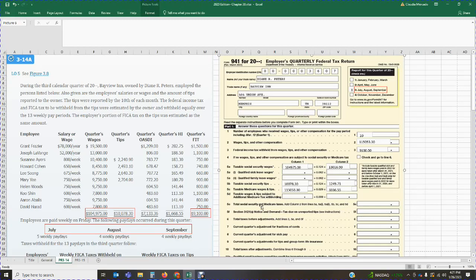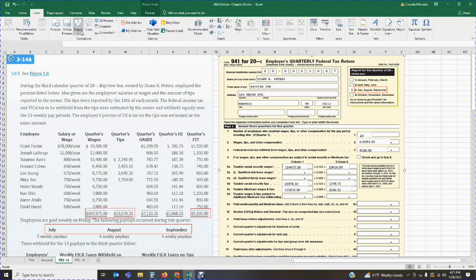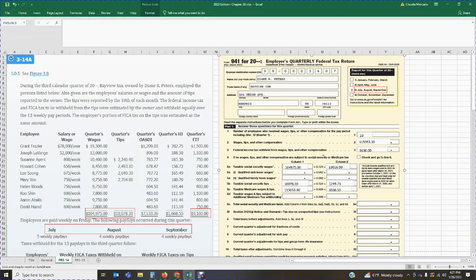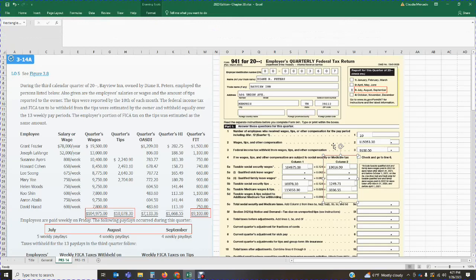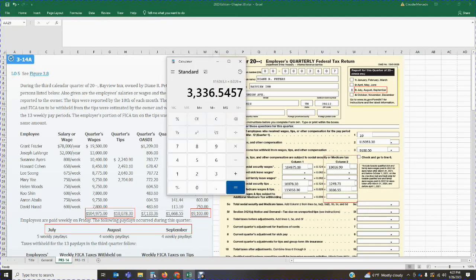Now line 5E says we're going to get the total Social Security and Medicare taxes. They're asking us to add column 2. This is column 2. Okay, so we're looking at this column right here. So when they say column 2, this is what we're referring to. We're going to add all of the numbers in column 2 and get our total. Okay, so it says there what to add. So we're going to get our calculator out.